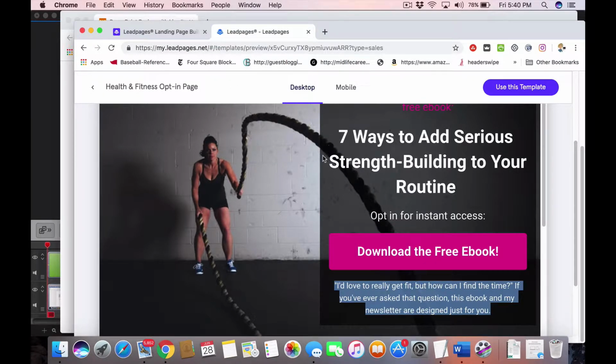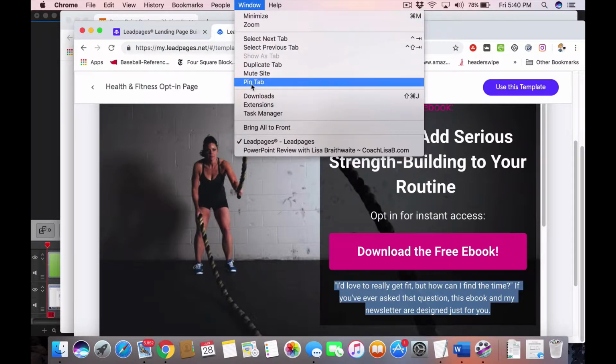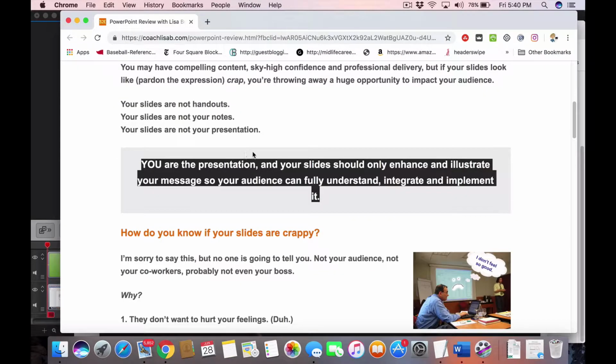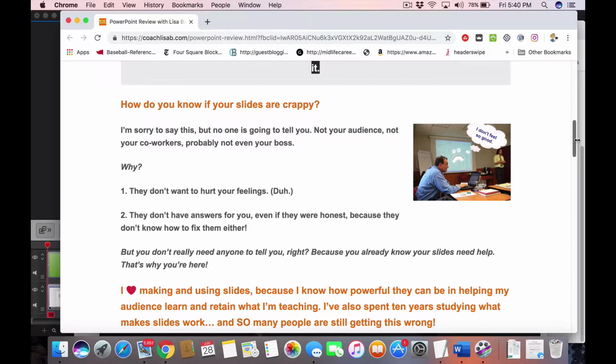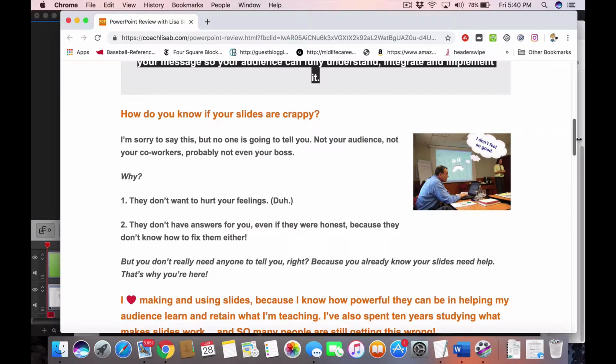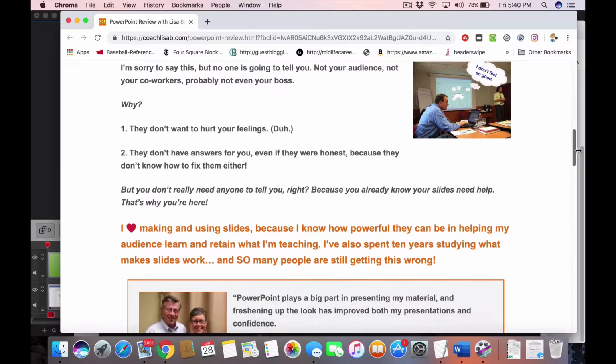If you want to, I would move this over, and you could have a picture over here on the left, or you could switch it, have the picture on the right, but have the picture relate directly to PowerPoint and make it something people can recognize. So I would start with that. I'd get rid of the rest. And then down here, how do you know if your slides are crappy? If your audience responds to the word crappy, go for it. As a copywriter, I'd encourage you to use something more specific, more professional, if you want to say that, but certainly more specific than crappy.